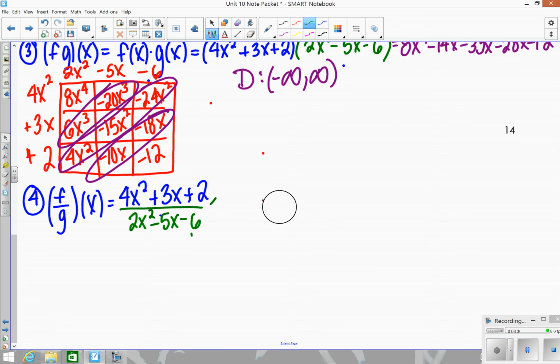When you look at this one though, you should know that there's a domain restriction. So the domain of this final answer is not going to be negative infinity to positive infinity, because we can't have this equaling 0. So because we can't have that equaling 0, when we go to find the domain, we're going to set that denominator not equal to 0.